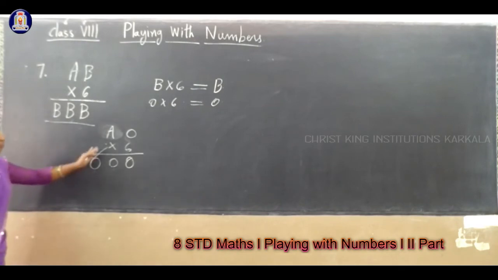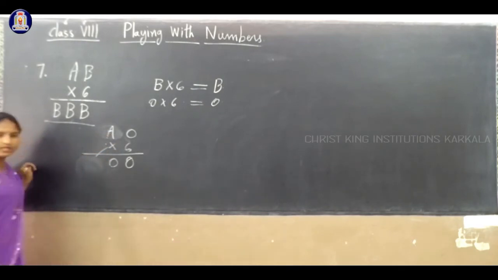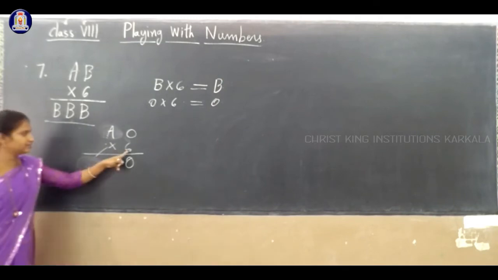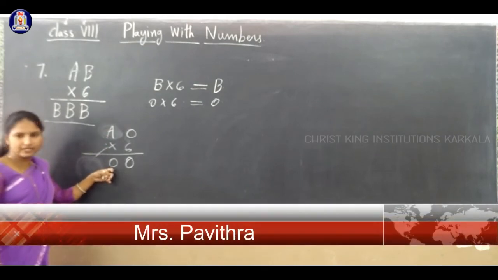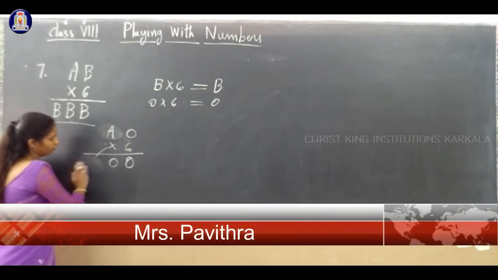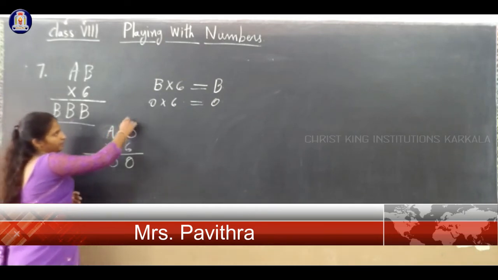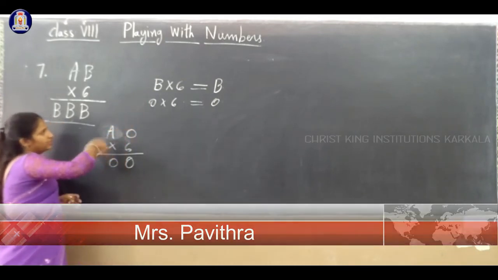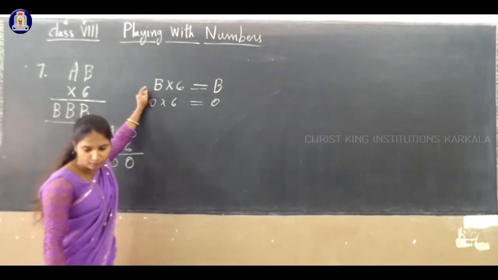Clear? So now what is the value of A? If you write 0, can you get 2 zeros? Can you get 2 values? No. See, 0 into 6 into 0, we get 0. Not one more value of B. Correct? So this is not possible. B is equal to 0, then the next answer also must get 0. So this is not possible. Clear? B is equal to 0 is not possible.